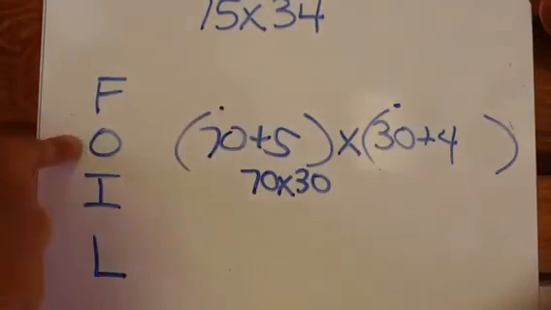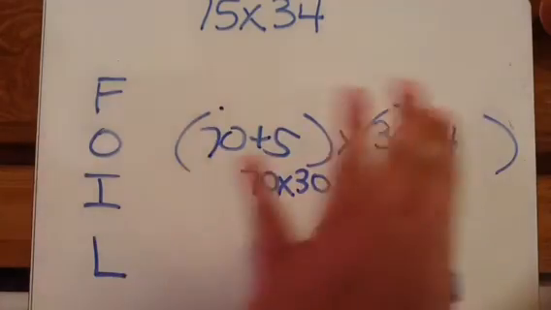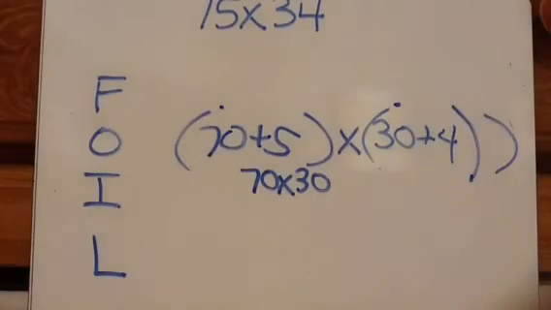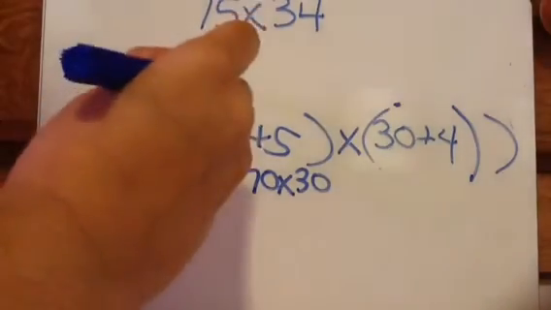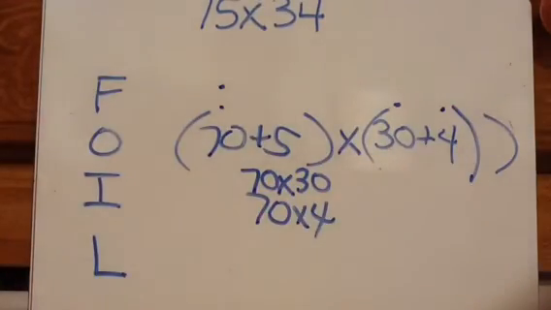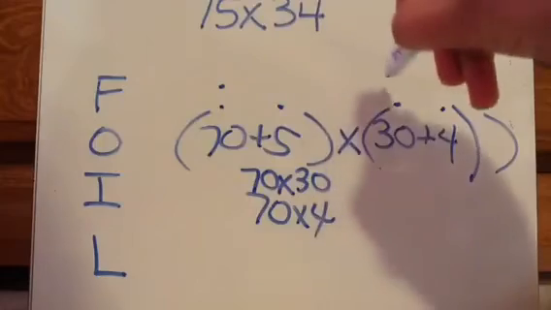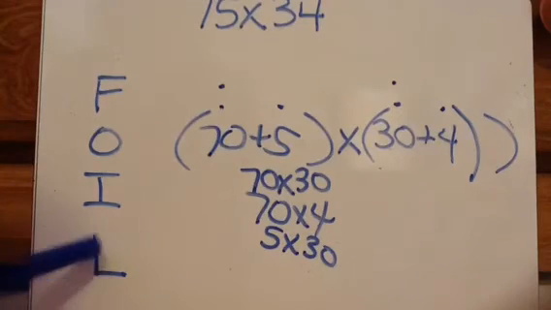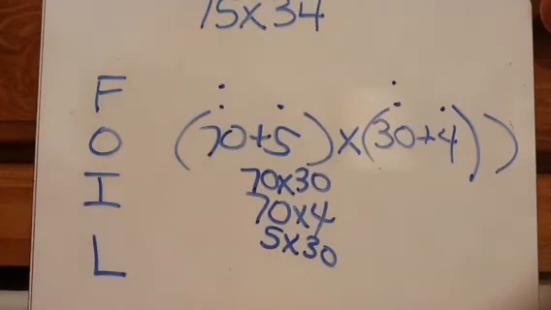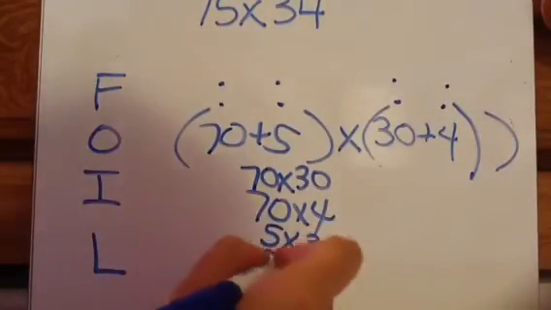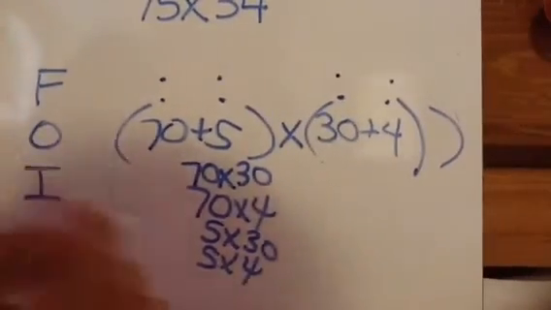Okay, now I want you to do the outside numbers from just looking at this whole thing. What would be considered on the outside? So the outside numbers would be 70 and 4. Next, do the inside numbers. My inside numbers would be 5 and 30. And last, you're going to do the last numbers in each parentheses. So in this situation, it would be 5 and 4. And notice I have 2 dots above all my numbers, which means I used them all correctly.